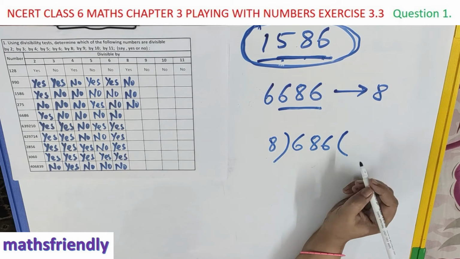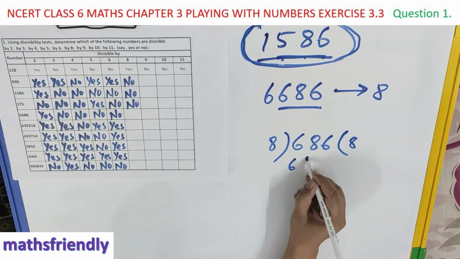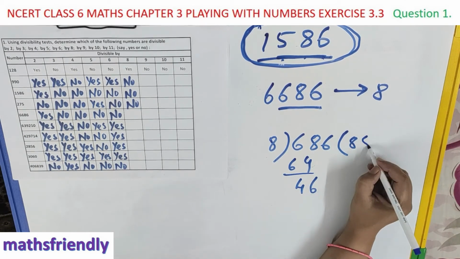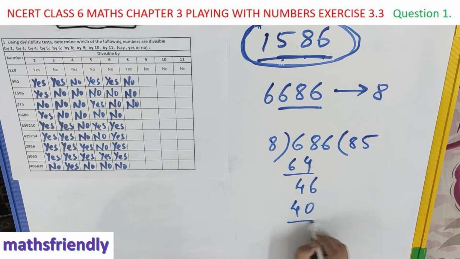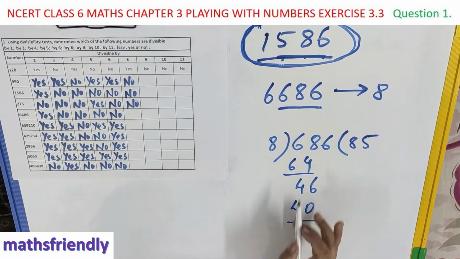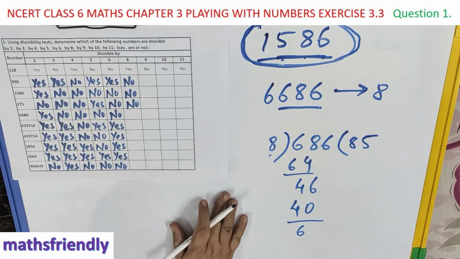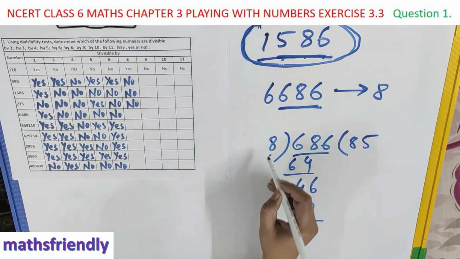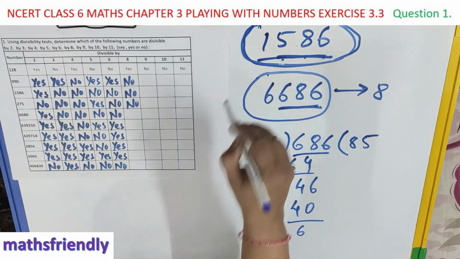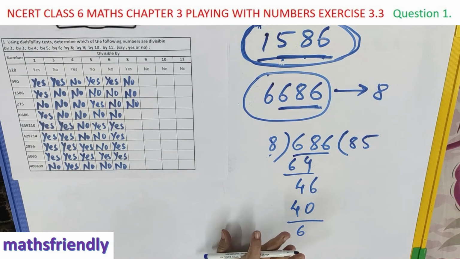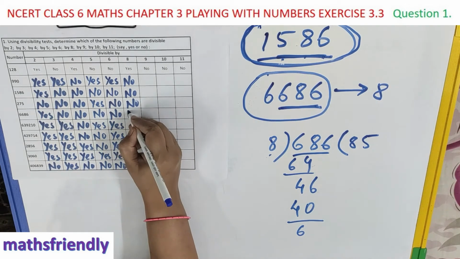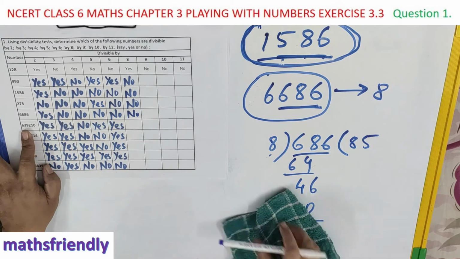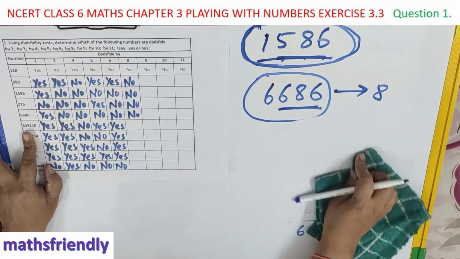Okay, so 8 eights are 64, 4 is the remainder, 6 comes down, 8 fives are 40, 6 is the remainder. It means this number is also not divisible by 8. So the number found by the last 3 digits is not divisible by 8. So we can say that the complete number is also not divisible by 8. What we will write? No, this number is not divisible by 8. Now comes the next question.